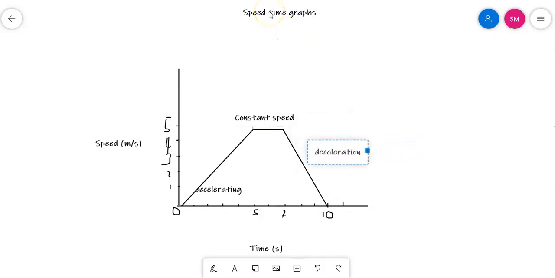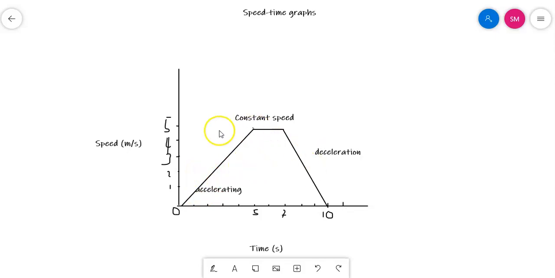So this is a speed time graph. An increasing straight line shows an accelerating object. A horizontal line is an object traveling at a constant speed, and a line that is angled downwards is showing deceleration. So that's the first part, being able to use words to describe what the graph is showing.